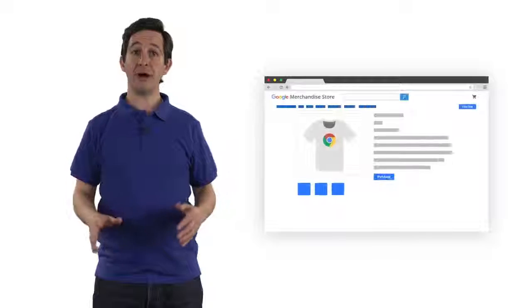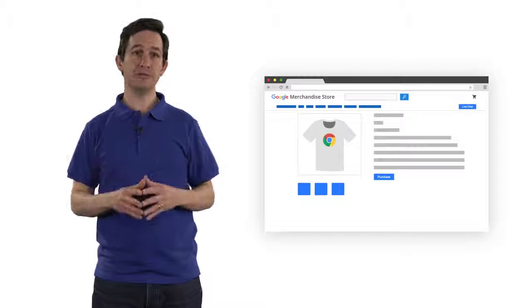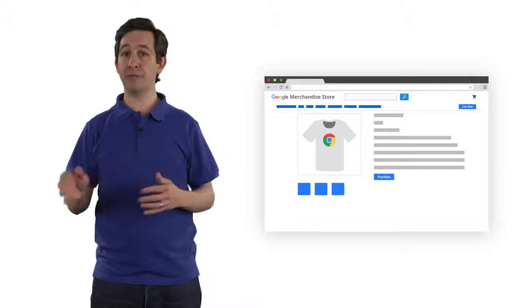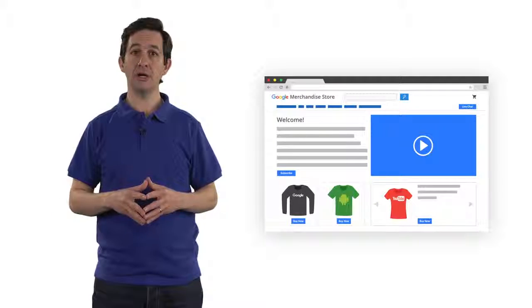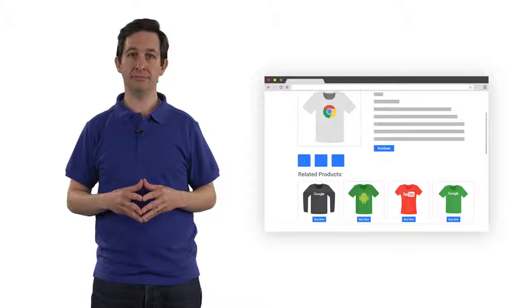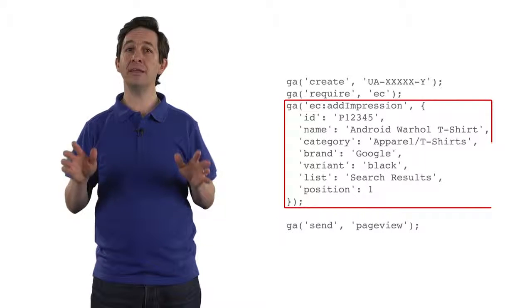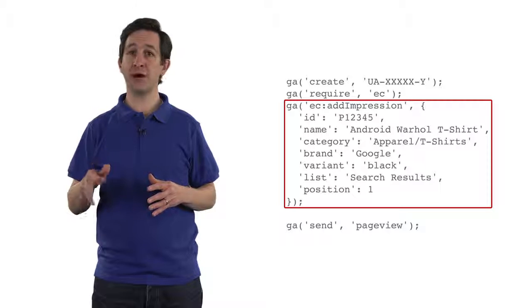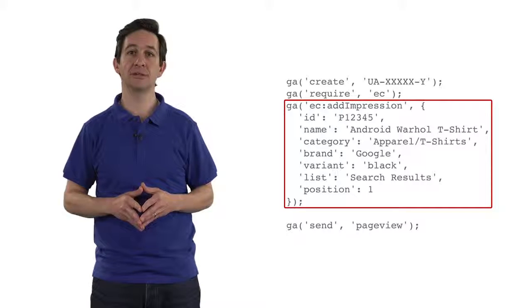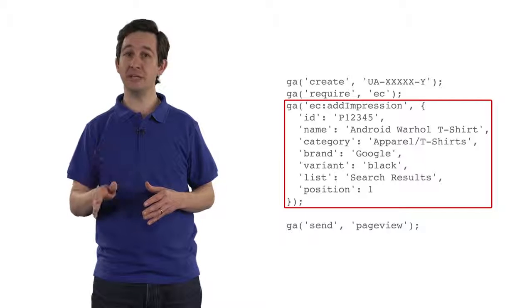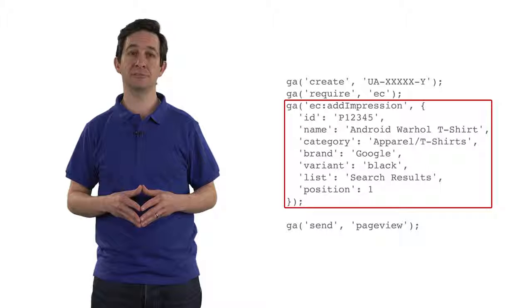Let's look at an example of how this might be set up to collect product impression data. A product impression is when a user views a product on your website. Product impressions can occur on product pages, or in a product carousel, or in a related products unit. If you want to track a product impression, you can use the Add Impression method to pass product data to Google Analytics. Note that you will need to customize this code to include data for your specific products.